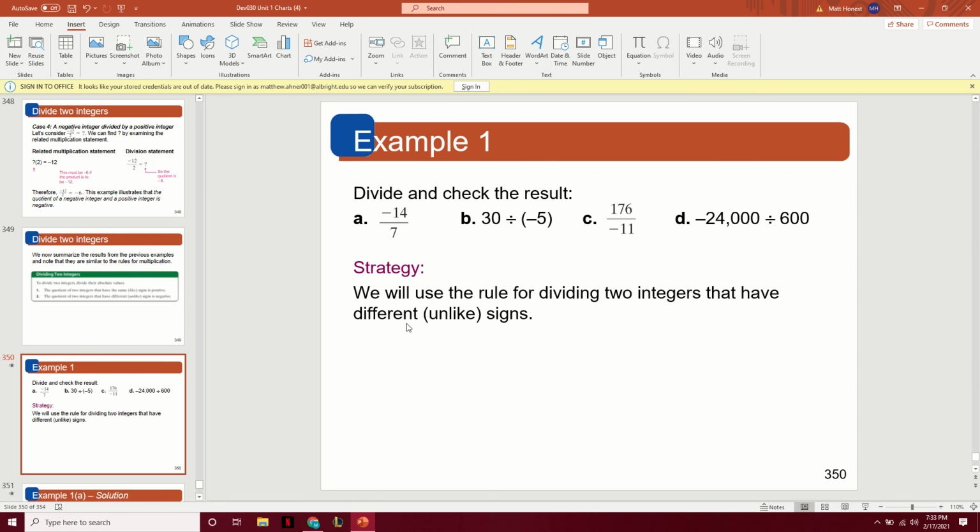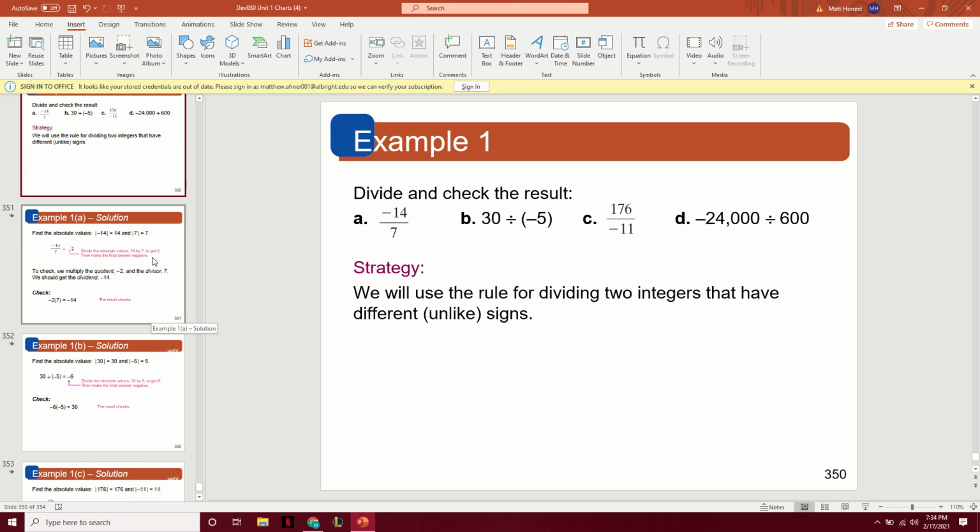Let's see what these answers would be. We have a negative divided by a positive, which means our answer will be negative because the signs don't match. Second one, we have a positive number divided by a negative number, which would give us a negative number because our signs did not match. The same thing will be true with C and D. The signs do not match, which means the answers will be negative in all of them.